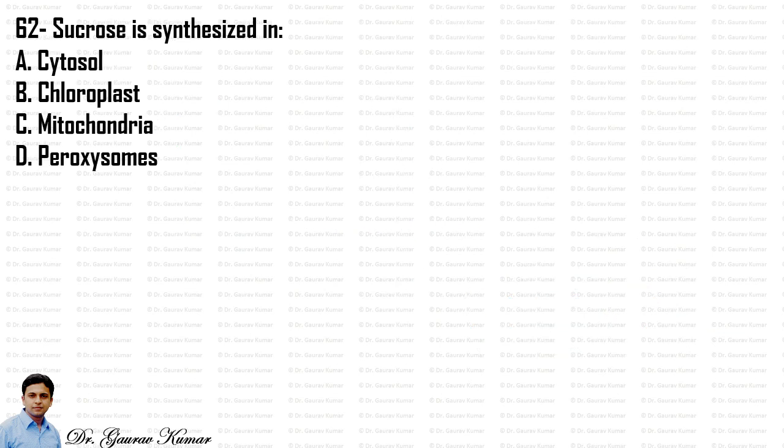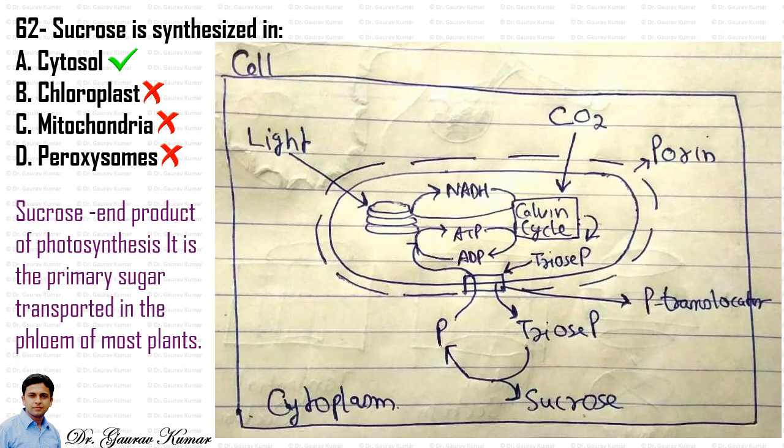Next question, sucrose is synthesized in? Sucrose is synthesized in the cytosol, and you can see this figure that I have drawn. Sucrose is the end product of photosynthesis. It is the primary sugar transported in the phloem of most plants, and you can see in the figure that out of the chloroplast, through the P translocator protein, the triose phosphate that is generated through the Calvin cycle is expelled out, which then converts into sucrose in the cytoplasm. So the answer is A, cytosol.